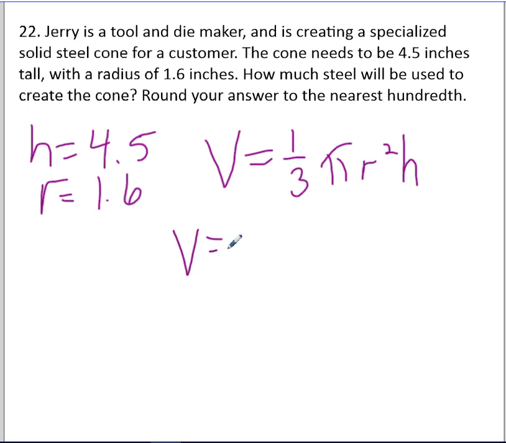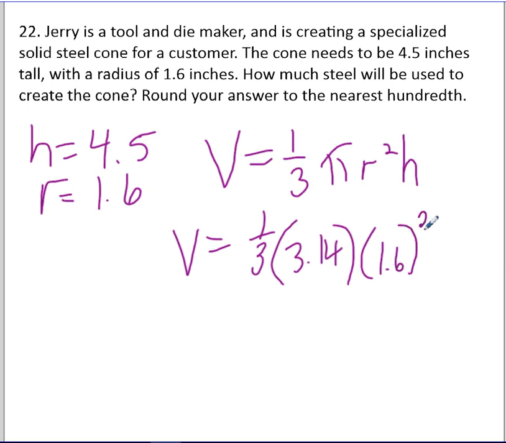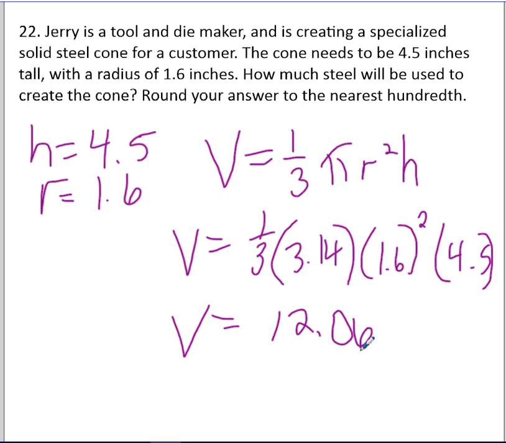So we'll plug in our numbers. 1/3, we'll use 3.14 for pi. Our radius is 1.6. That gets squared times our height of 4.5. When we type all of that good stuff into the calculator, we get approximately 12.06 because it told us to round to the hundredth. And volume is in cubic units, so we have cubic inches.